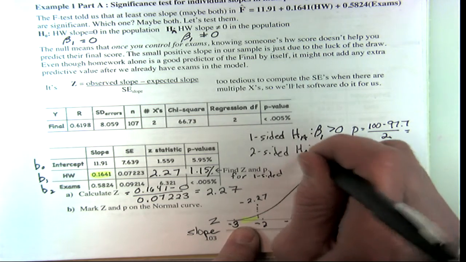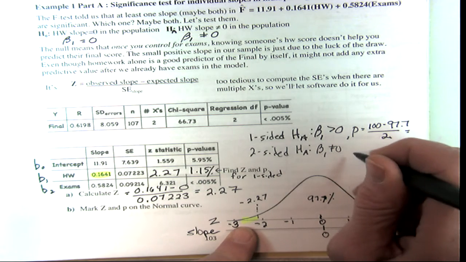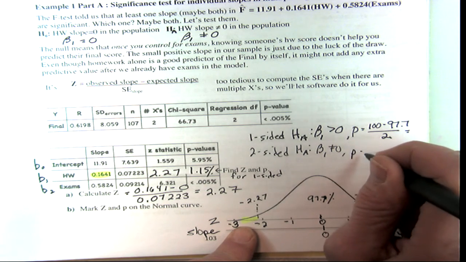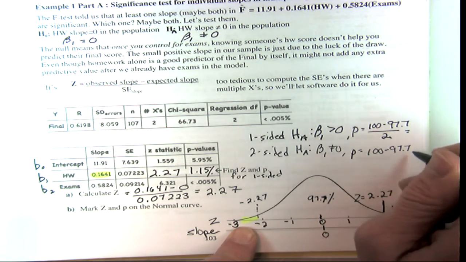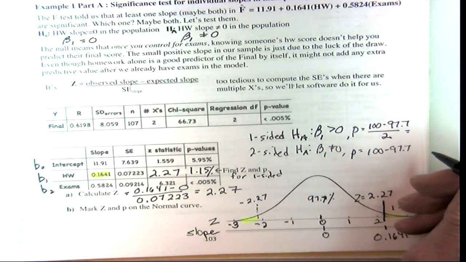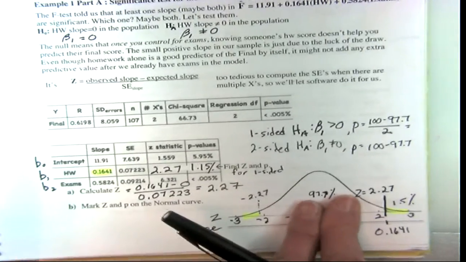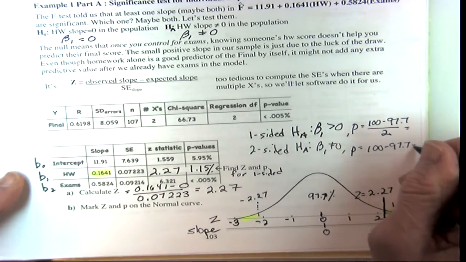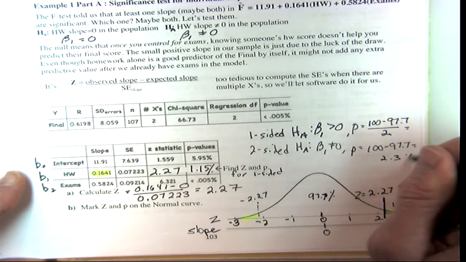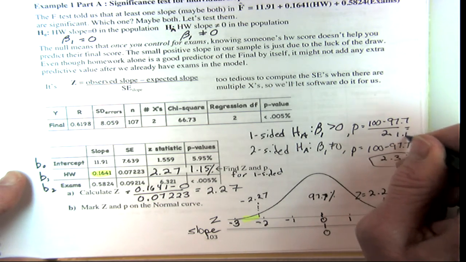And then you just have this hypothesis that beta 1 is not equal to 0. And then your p-value is p equal to 100 minus 97.7. It's just the whole 100 minus the middle chunk. It's just those two tails. You don't divide it by 2. So that would be equal to 2.3%, twice as big. And this was equal to 1.15%.